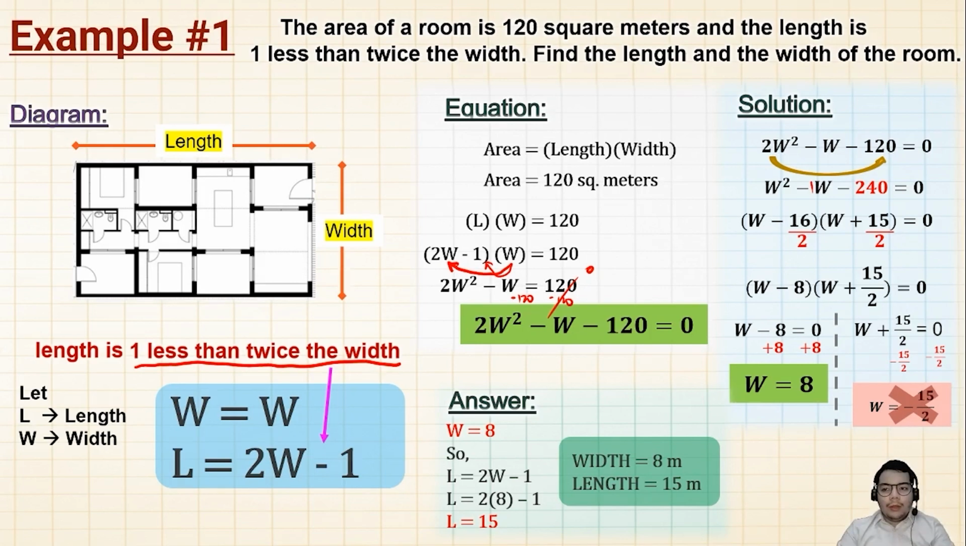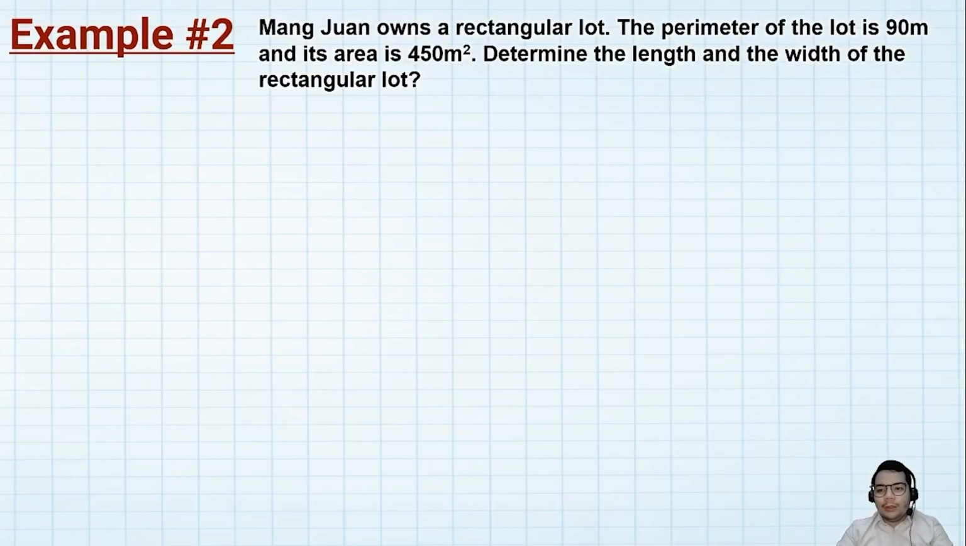Gets po? Okay, let's try to have another example. Example number 2. Mang Juan owns a rectangular lot. The perimeter of the lot is 90 meters and its area is 450 meters squared. Determine the length and the width of the rectangular lot. So, from this problem, it looks like the same as the problem before, but the difference is dito, imbes na ibigay sa atin yung relationship ng length tsaka ng width, ang binigay sa atin na given is the perimeter, which is 90 meters, and the area, which is 450 meters squared.